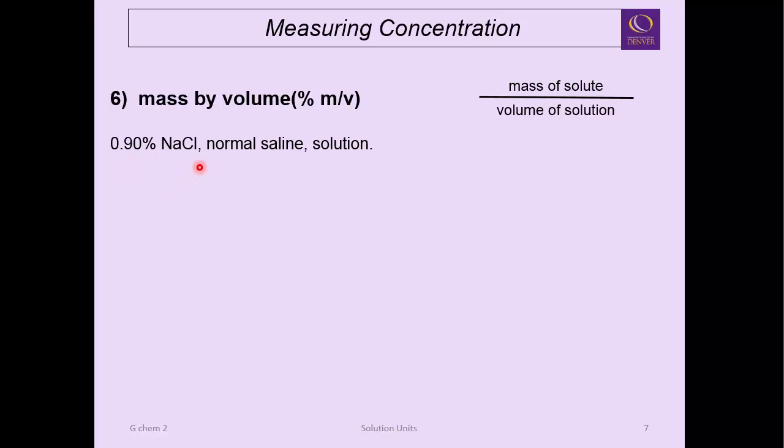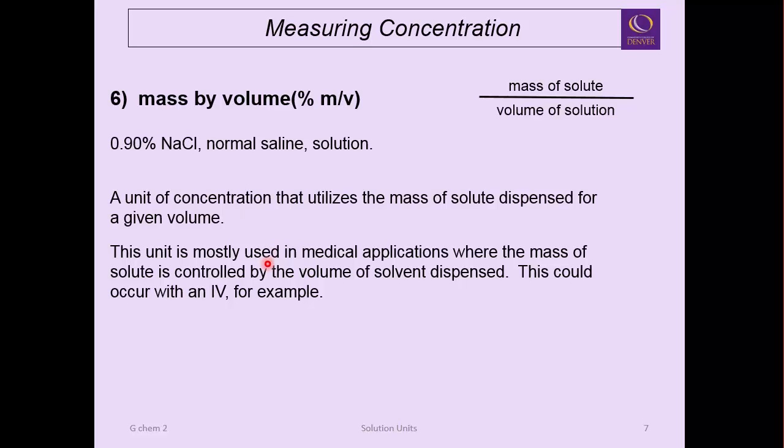And this is important because sometimes when you're dispensing chemicals for medical reasons, it's done by mass to proportion it according to the mass of the body that you're trying to treat. So if you thought about an IV, you're probably set up so that you're dispensing so many mils per minute. So once again, this is used in medicine. This could occur with, and this is an IV, intravenous needle attachment.